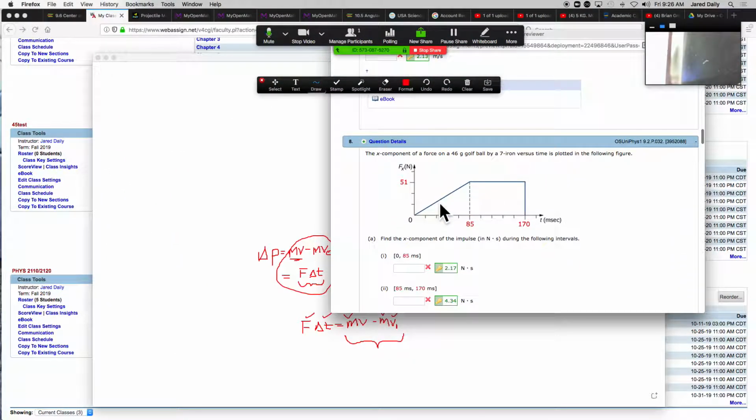Number 8 has a force-time graph again. And remember, on a force-time graph, the change in momentum is equal to the force times the time, so the change in momentum is equal to the area under this curve. That's also the impulse, and they actually want to know the impulse in this case. They want the impulse in these two different time intervals, so you just calculate the area under the triangle, and then you calculate the area under the rectangle.